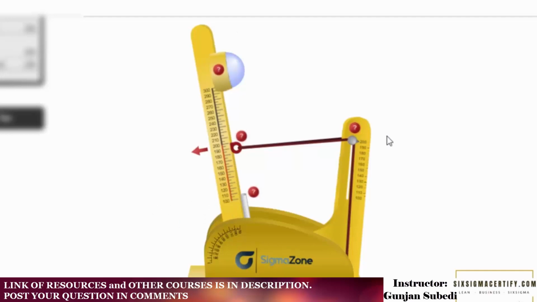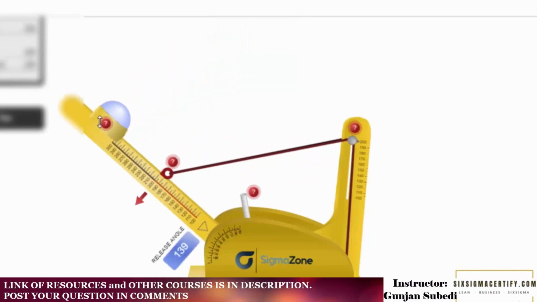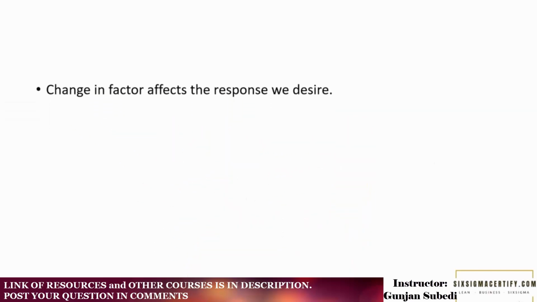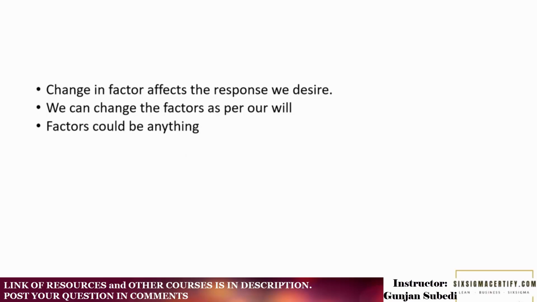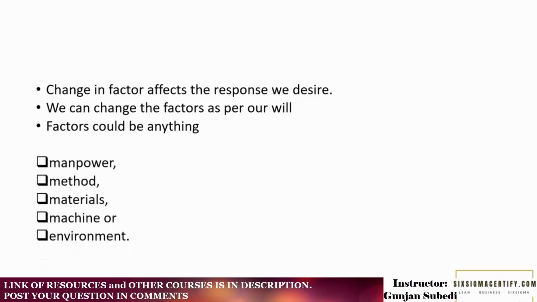So in this experiment, we have 4 factors: the pin elevation, bungee position, cup elevation, and the firing angle or the release angle. Making a change in factors affects the response we desire. We can change the factors as per our will in order to attain a particular response or a target. Though we took only physical factors in the experiment I showed, factors could be anything and may be related to manpower, method, materials, machine, or environment.